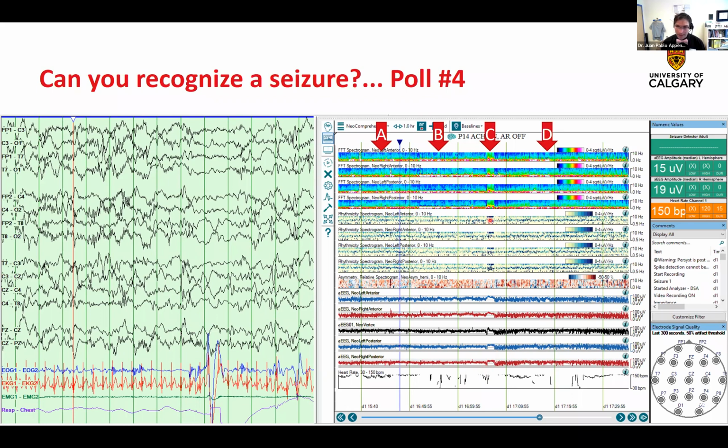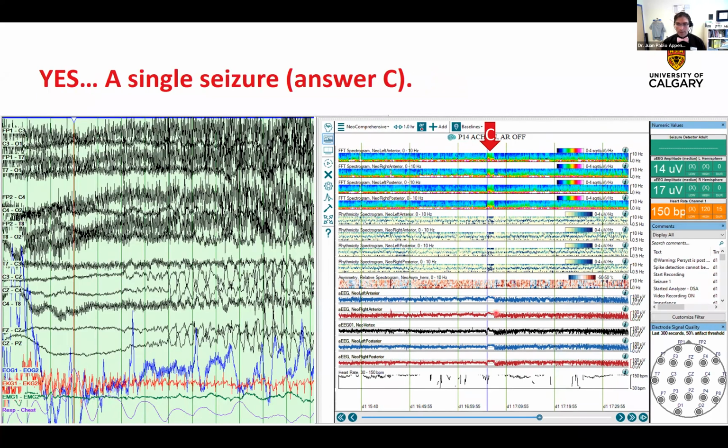You can see a clear rhythmicity picked up by our rhythmicity spectrogram, as well as an increase in power picked up by the FFT. Now, one could say, all right, well, the asymmetry is not that helpful, JP. Why don't we see either left or right? What happened here? Well, what happened actually is that this is a very unique seizure type.